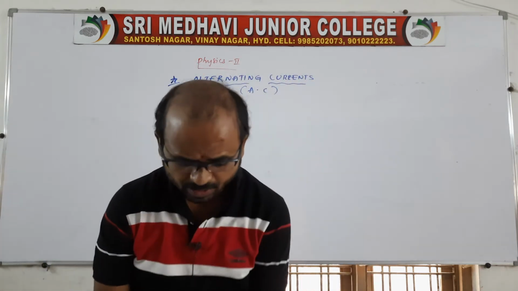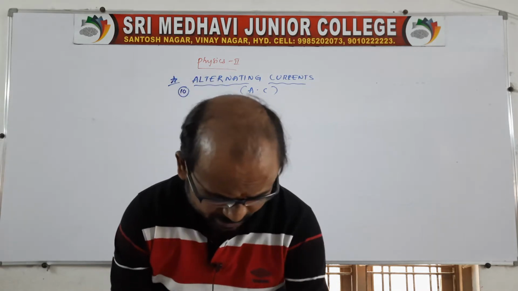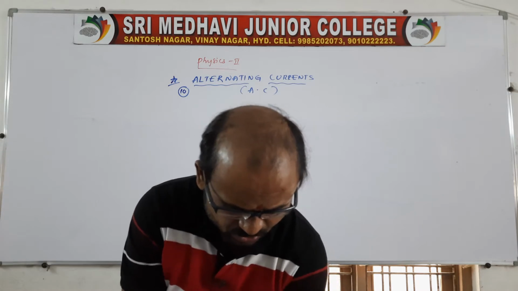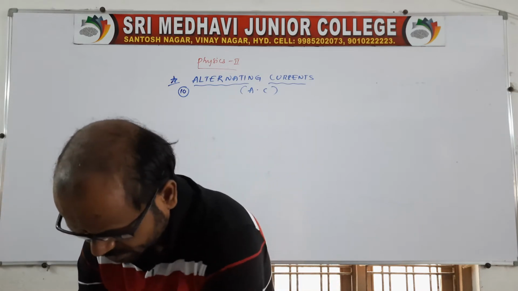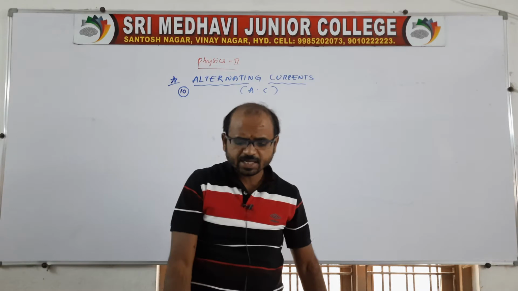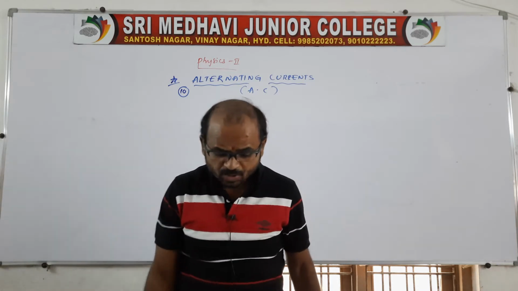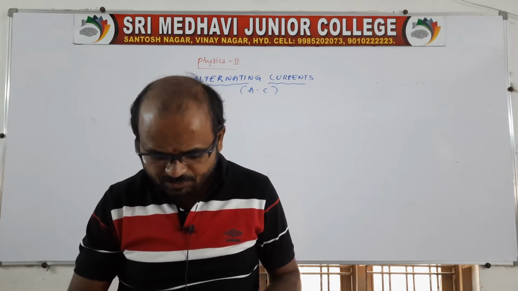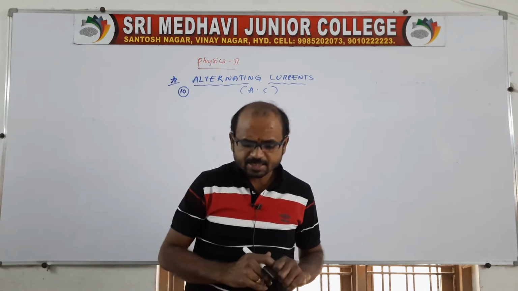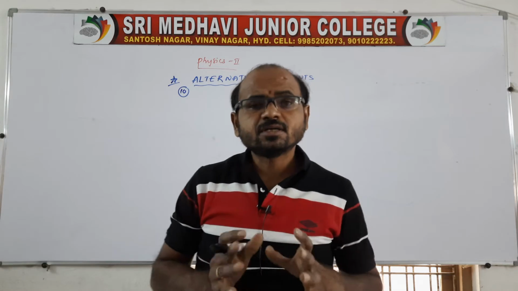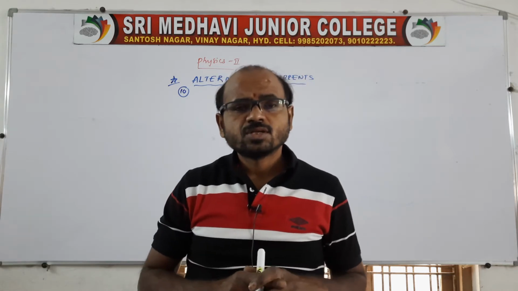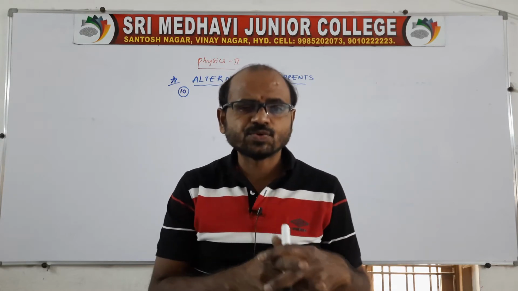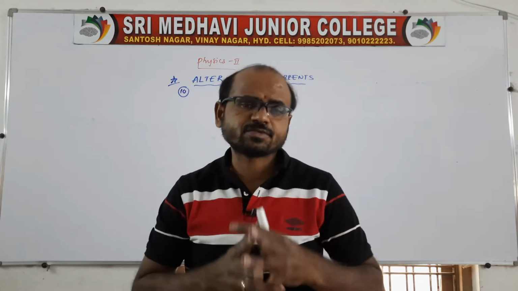Sir, what is meant by alternating current? Suppose you know DC current. DC means direct current, right? When there is a direct current, the current flows in one direction, that is, it has a unique direction. It goes from the positive to the negative terminal. Till the last chapter we discussed only DC.